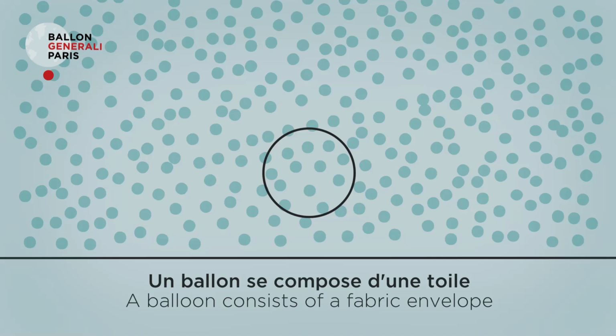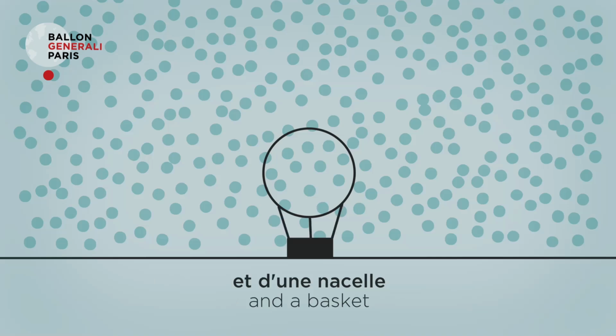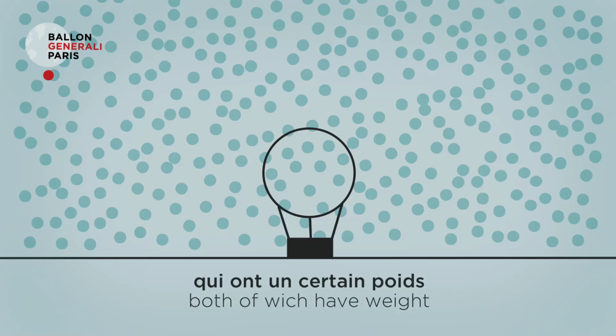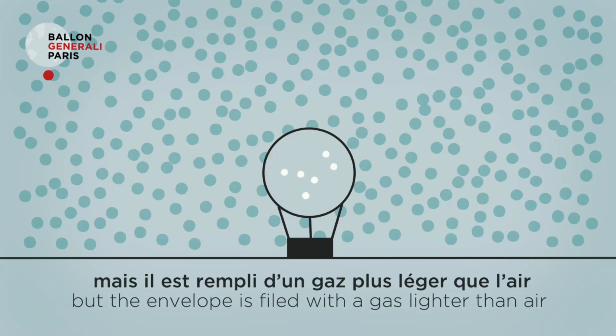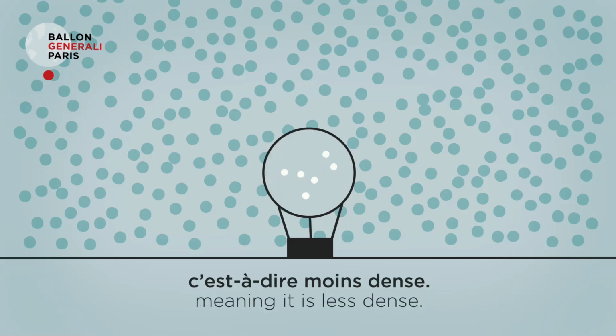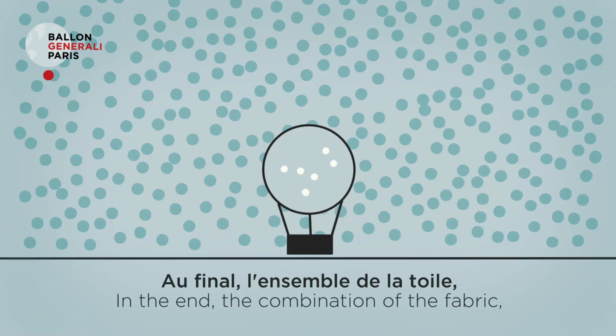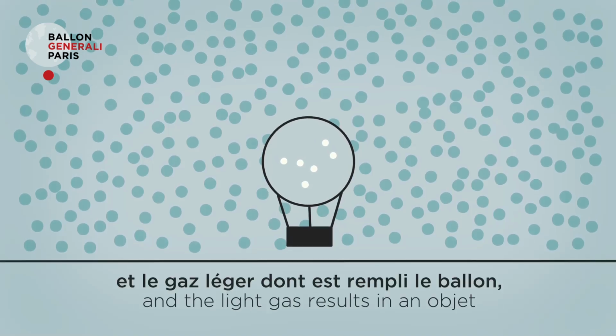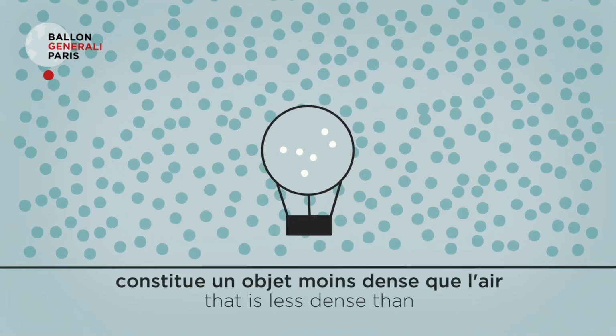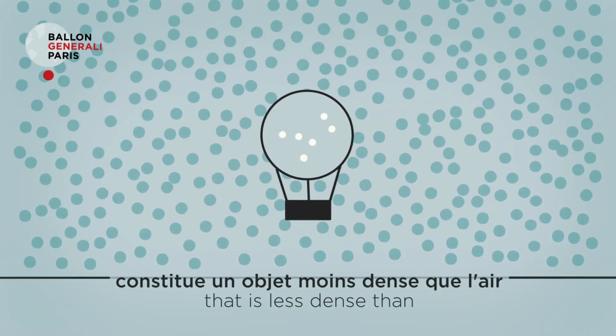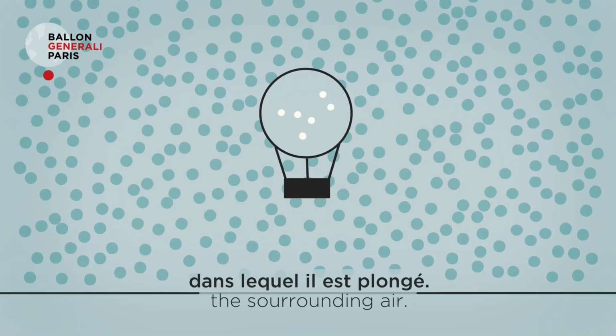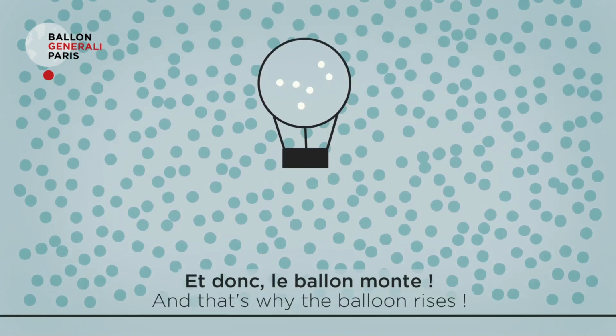A balloon consists of a fabric envelope and a basket, both of which have weight. But the envelope is filled with a gas that is lighter than air, meaning it is less dense. In the end, the combination of the fabric, the basket, and the light gas results in an object that is less dense than the surrounding air. And that's why the balloon rises.